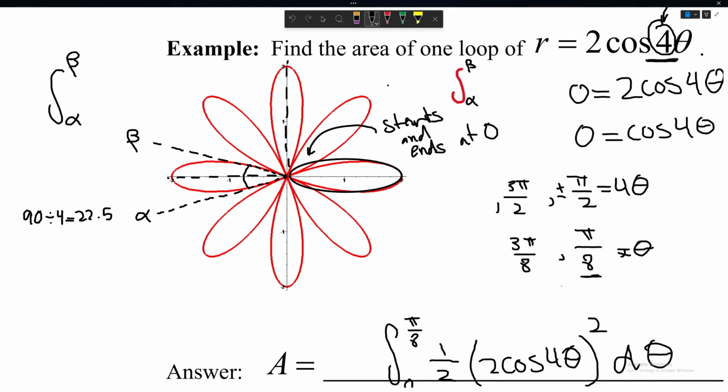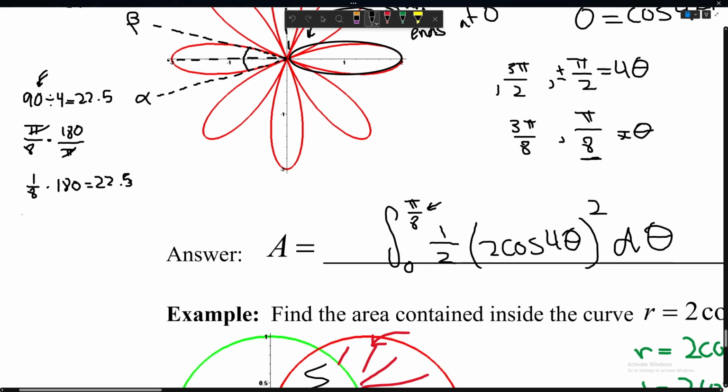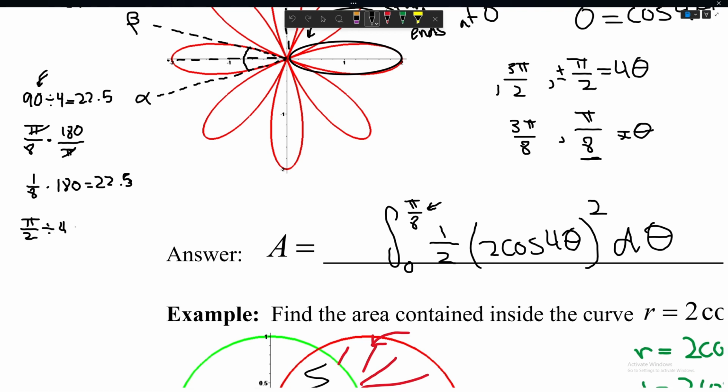Now if you want to confirm if this is right, earlier we had pi over 8. So we could say pi over 8 times 180, converting to degrees because this is in degrees, over pi. These two cancel out. 1 over 8 times 180 is also 22.5. The other way you could think about this is you could say 90, which is pi over 2, divided by 4. And this would give you the same result, which is pi over 8. Okay, so this is one way you could get your answer.